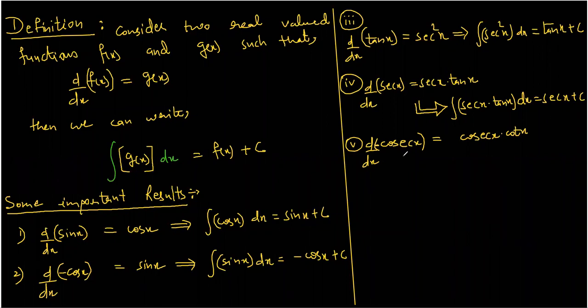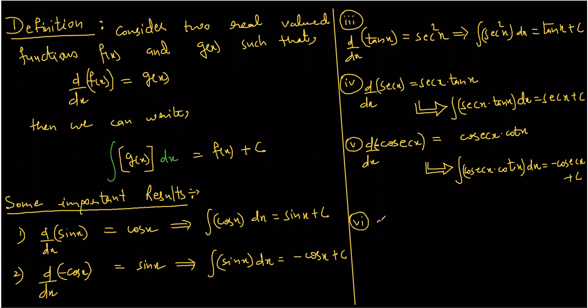So d by dx of negative cosec x is cosec x cot x. This gets me integration of cosec x cot x dx equals minus cosec x plus c.